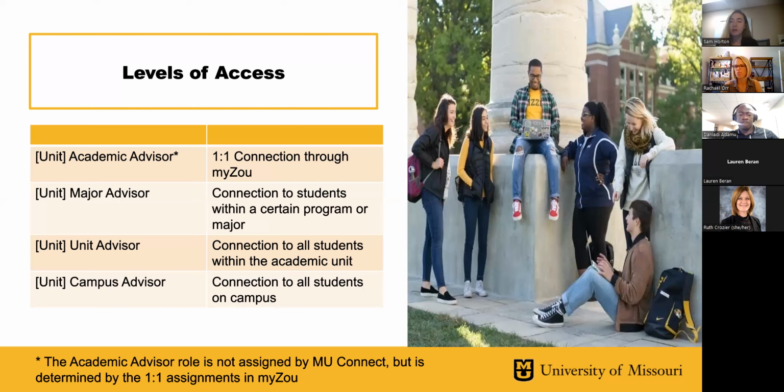Then we have the unit advisor. That is a connection to all students within an academic unit. For example, if you have a journalism unit advisor, that would be to all journalism students. And then we have the campus advisor role. We highlighted that on the last screen, but it is the connection to all students across campus.